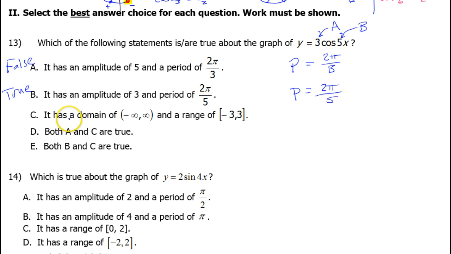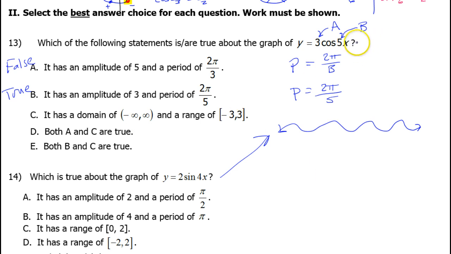It has a domain of negative infinity to positive infinity. That's true. We know that periodic functions like sine and cosine just go up and down forever, and they don't stop doing that. Sine and cosine both will look like this. So the domain is negative infinity to positive infinity. Now what about the range?